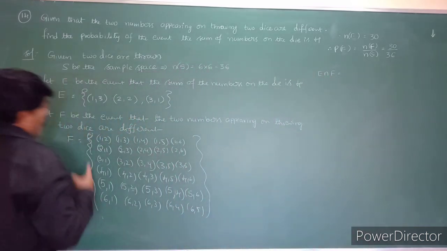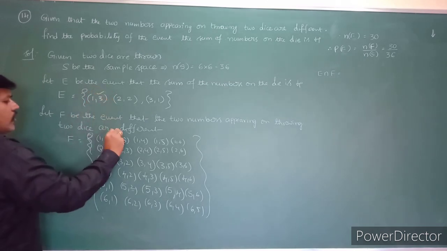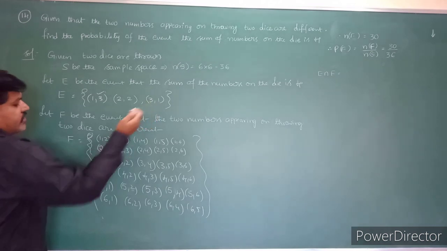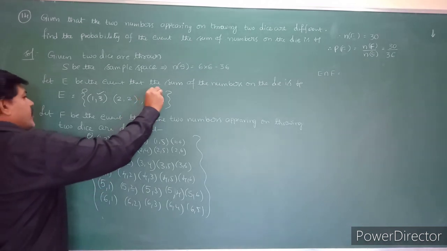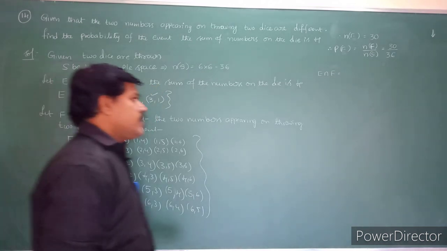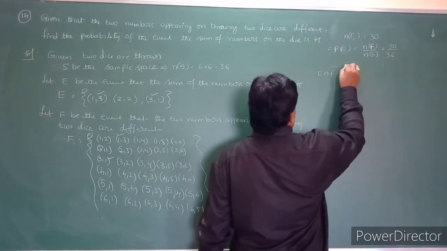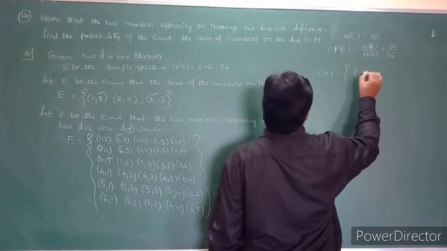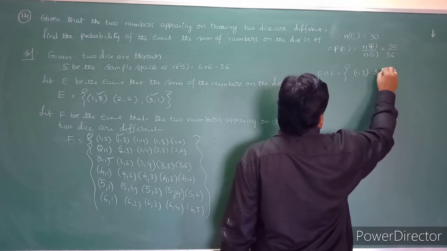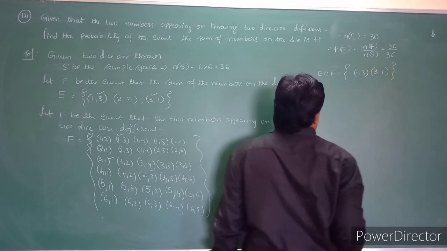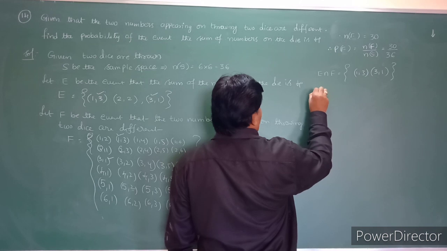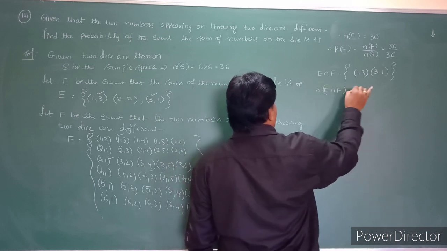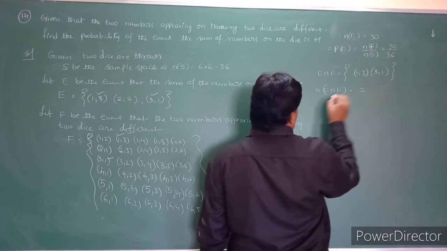We can take (1,3). So we have (1,3) is there. (2,2) is not there. (3,1) is there. Yes, (3,1) is there. You can take these two numbers. So that is nothing but E intersection F. We can take it as (1,3) and (3,1). So that implies n of E intersection F is equal to 2.